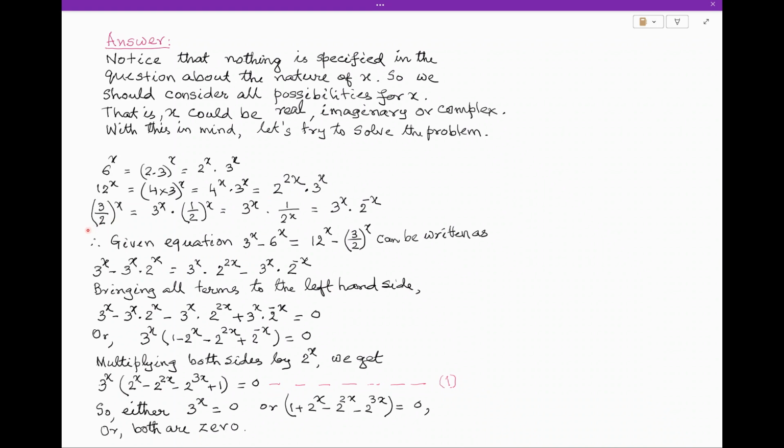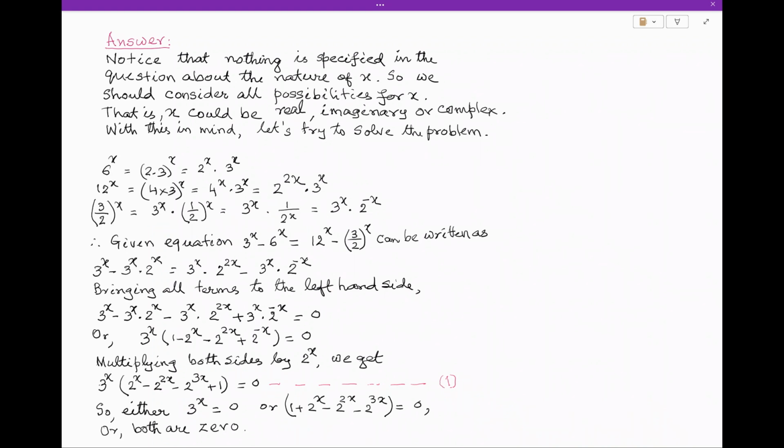Similarly, 3 by 2 whole raised to the power of x is 3 to the power of x multiplied by half raised to the power of x, which is equal to 3 to the power of x divided by 2 to the power of x, and that is 3 to the power of x multiplied by 2 to the power of minus x.